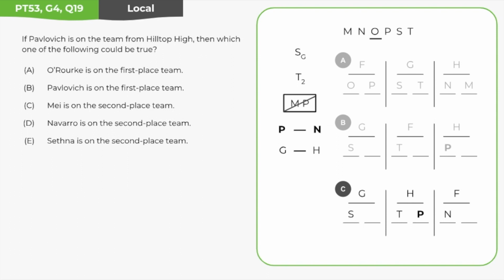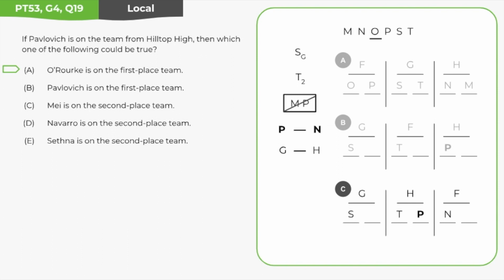They're asking for what could be the case. So the right answer is not something that we know for sure necessarily, but it's something that's possible within the frame that we've completed here. So answer choice A says that O is on the first place team. Again, we don't know exactly where O is going to go, but it looks like it's possible to put O on the first place team. Let's go ahead and hold on to answer choice A and see if we can rule out the others so we can pick A with confidence.